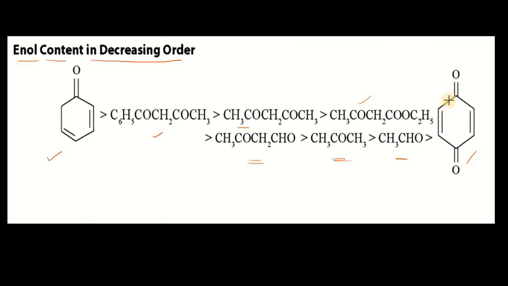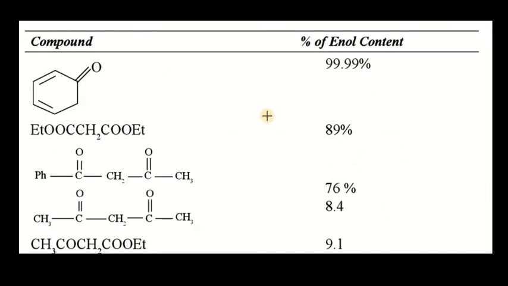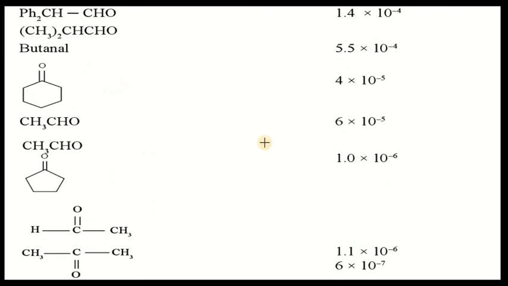There is no alpha hydrogen, meaning very little enol content is possible in this quinol type of compound. See here, the data says that 99.99% is possible with this type of structure. Ester structures are here, with 89%. Here the diketone structure is there, with 76% possibility. Here also 8.4, here 9.1. Like this, it is only data information. This is a very low content here.